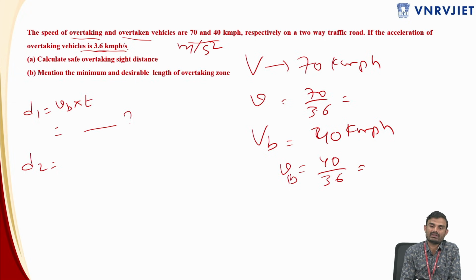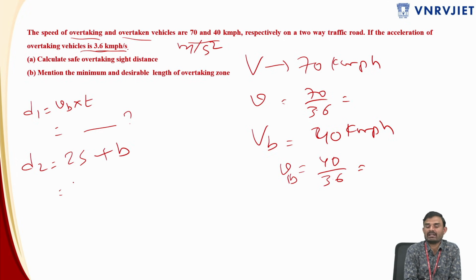If only one speed is given, and they mention it as a design speed, that will by default be equivalent to the speed of the vehicle C. If two speeds are given, the higher speed will be equivalent to the speed of the vehicle C, and the lesser speed will be equivalent to the speed of the vehicles A and B. So therefore D2 is equal to 2S plus B.